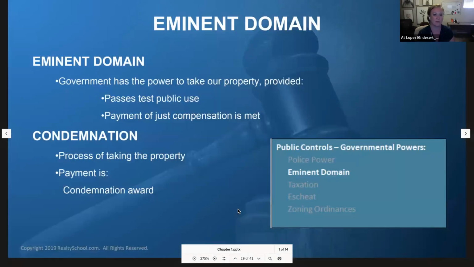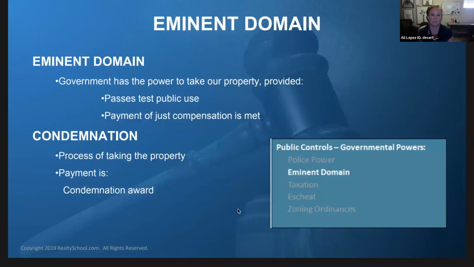Eminent domain. This is when the government has the power to take private property, provided that it passes the test for public use and payment of just compensation is met. I don't know if some of you have lived in Las Vegas very long, but 8 years ago, they needed to expand Interstate 15 down by the World Market Center, just right above the Charleston exit. And there were houses along the 15 down there. The government had the power to take those properties by eminent domain. They did relocate those homeowners. They did pay them for their properties, but they did have to take it from them in order to widen the 15. And I remember that was kind of a big project.